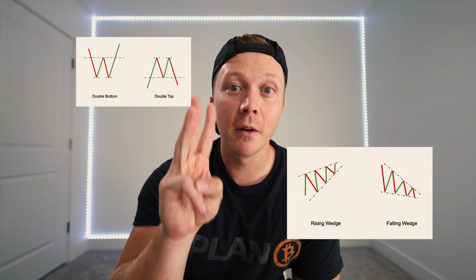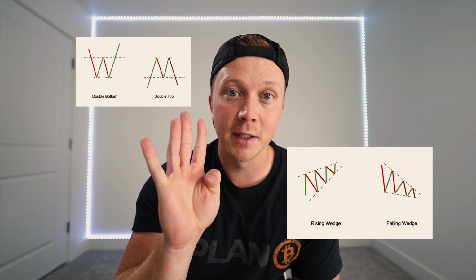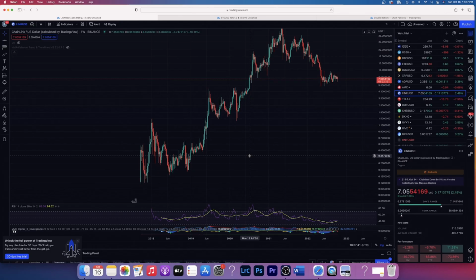I'm going to share with you a few screen recordings that I made of these patterns that I typically use. The first one is a double bottom, second one double top, third one falling wedge, fourth one rising wedge. They are very easy to understand and simple to trade. So for a double bottom, we're going to be looking at the Chainlink chart.